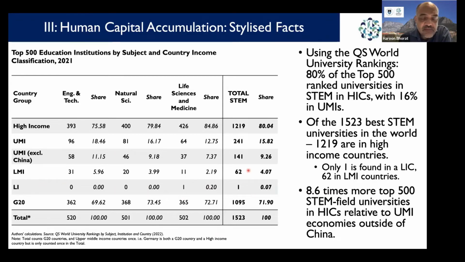Lower middle income and upper middle income countries, including China and excluding China, at least have some base of human capital in STEM fields to catch up or to at least participate in the fourth industrial revolution. I think low-income countries are in big, big trouble.